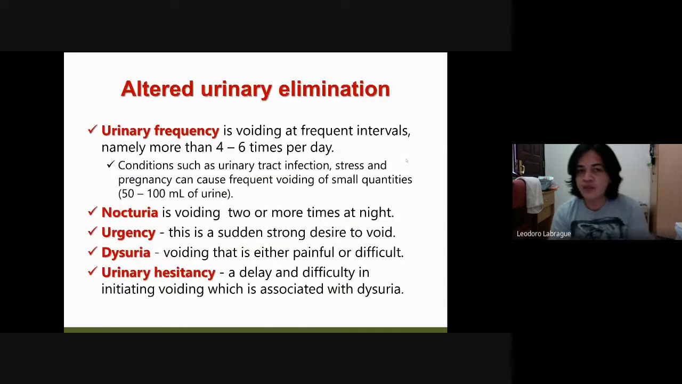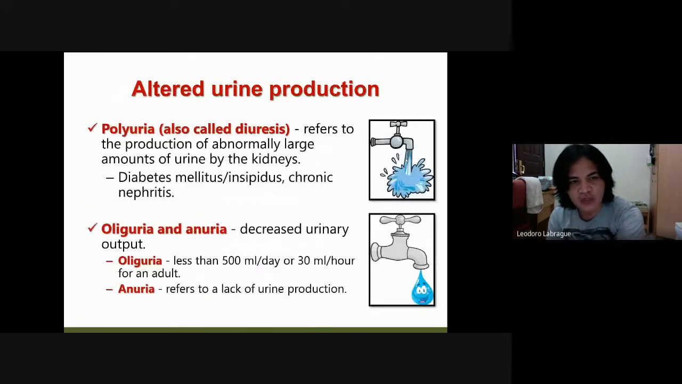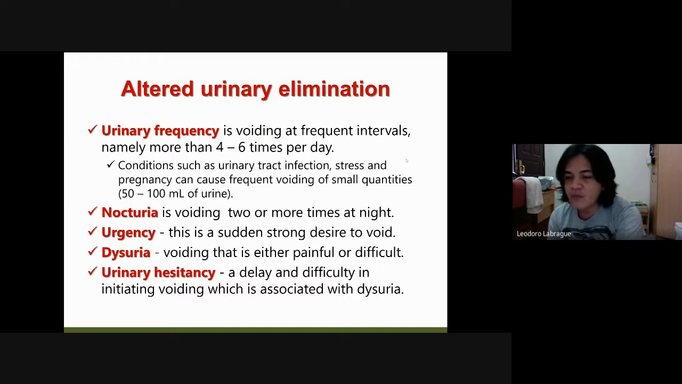Okay, before I proceed, do you understand how we differentiate the terms? Polyuria, abnormally large amount of urine. Oliguria, less than 500 ml. Anuria, lack of urine. Urinary frequency, more than 4 to 6 times. Nocturia, 2 or more times at night. Okay. Urgency, strong desire to void.